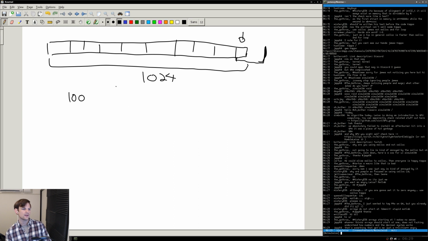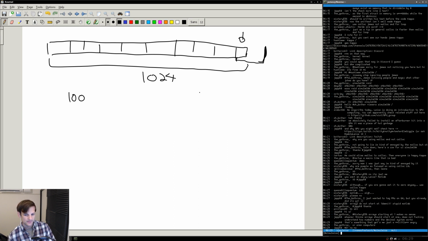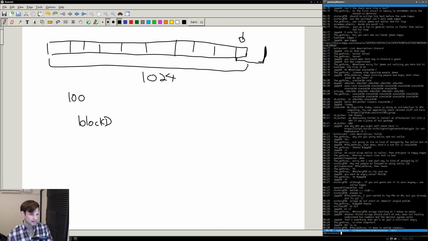So in a similar way, we have split up the 1,024 threads into 11 blocks. Does that make sense? 1,024 divided by 100 will give you 10.24, and we round up, so we have 11 blocks, right? Is this okay? So then each individual block ID is going to be blockIdx.